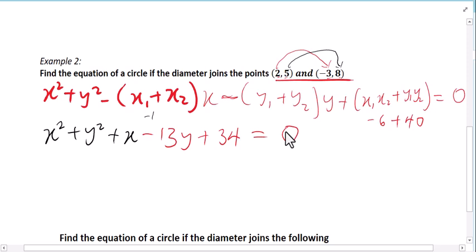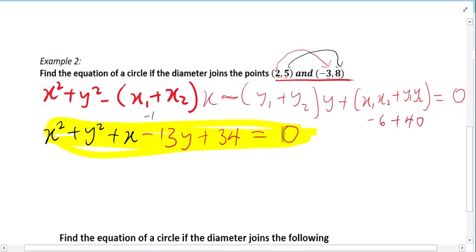So the equation of the circle when given the end points of the diameter is going to be what we have here. The end points of the diameter is going to be this one. So this is the equation of the circle when the end points are given.